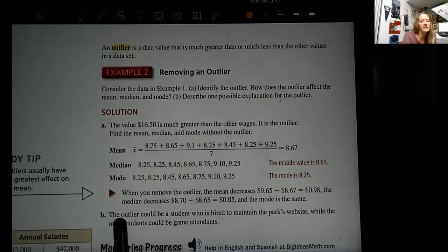And so down here it says, hey, what could be one explanation? Well, in this one, a student could be hired to maintain the park's website. That's way more technical than a student that's just watching a ride and making sure people have their seatbelts buckled, right? Or selling churros. And so the others might be paid that more normal amount, and this one special person has to get more technical or more advanced.